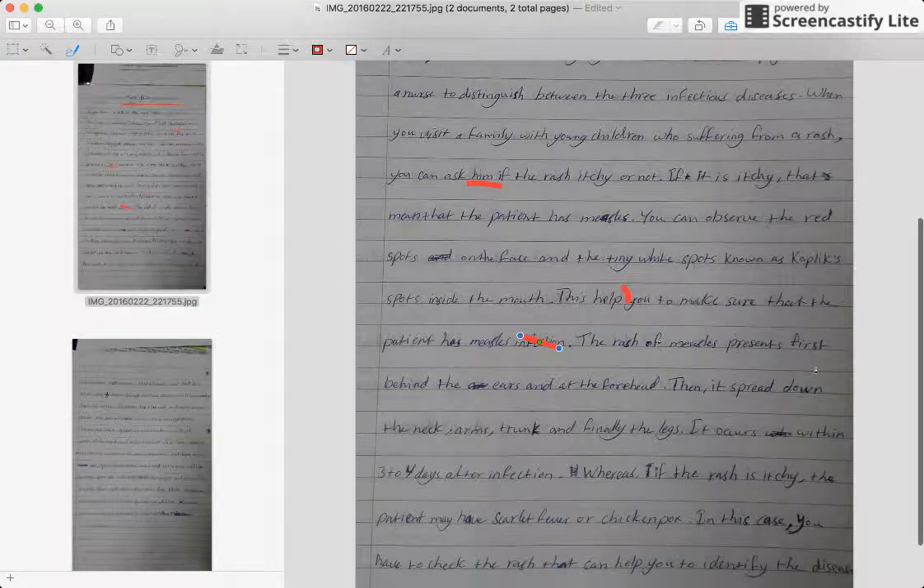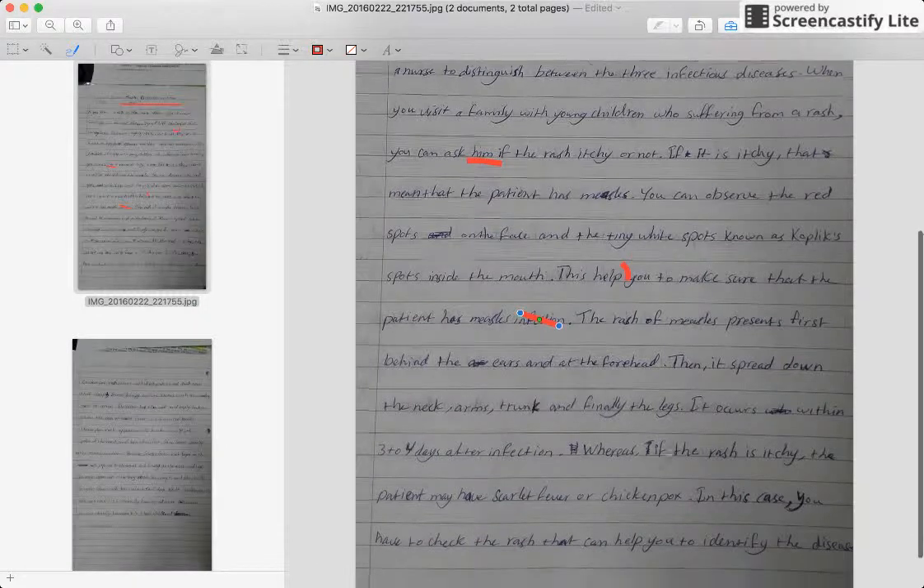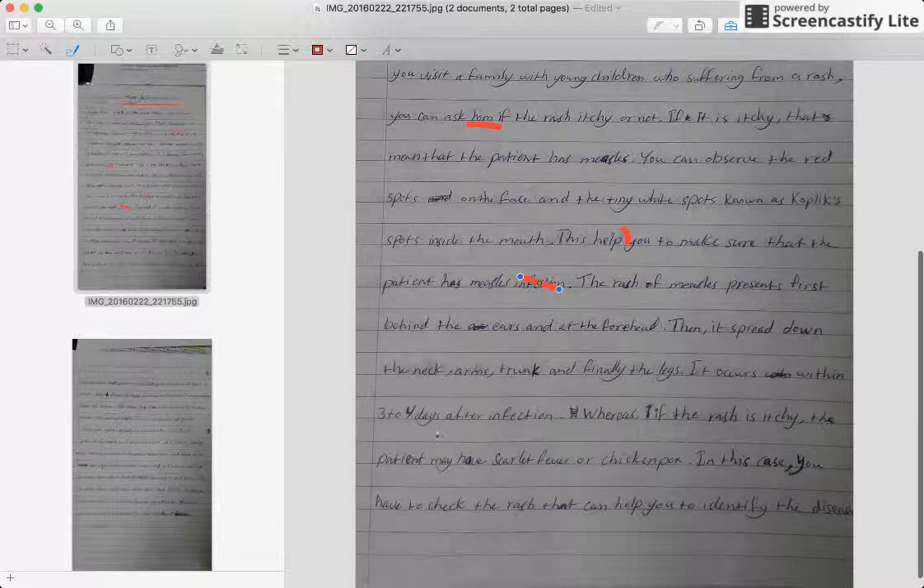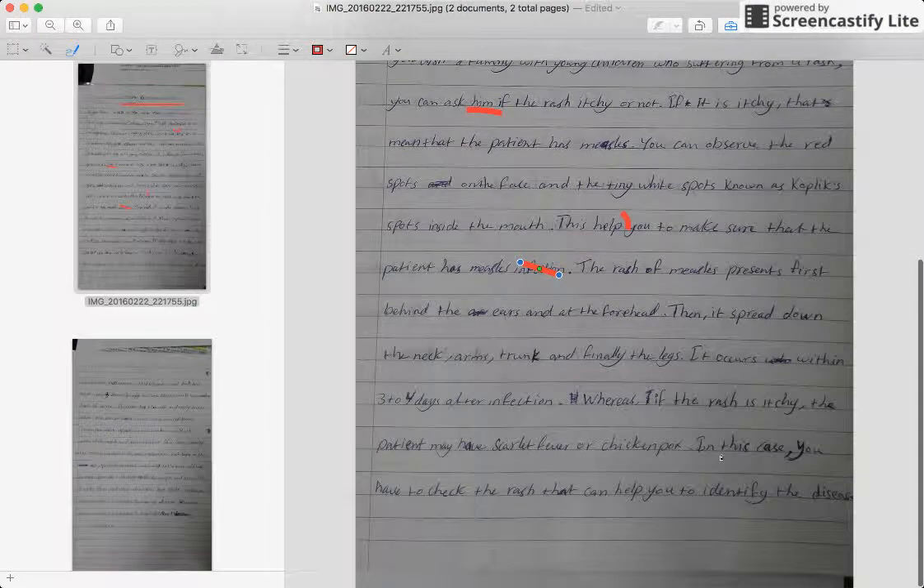The rash of measles presents first behind the ears and not at, but on the forehead. Then it spreads down the neck, arms, trunk, and finally legs. It occurs within 3 to 4 days of infection, whereas if the rash is itchy, the patient may have scarlet fever or chickenpox. Okay.